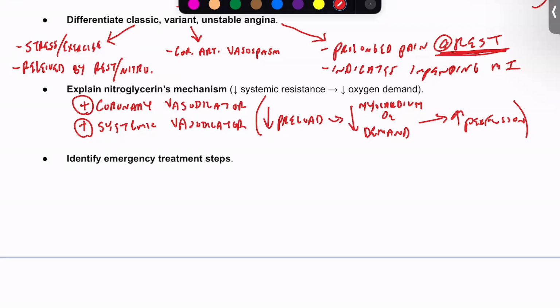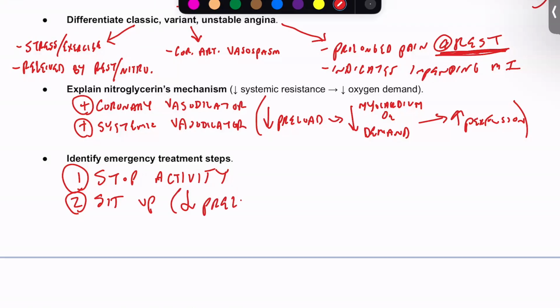And then the emergency steps for treating angina. What you're going to want to do firstly is to stop any and all activity. If our heart already can't keep up with our workload, we're not going to want to be doing more activity. Two is sit the patient up. What we're trying to do is decrease our preload. If you lay somebody back, all that blood is going to be coming from their veins to their heart, increasing their preload, which is going to make their heart have to work harder. And that's what we're trying to avoid.